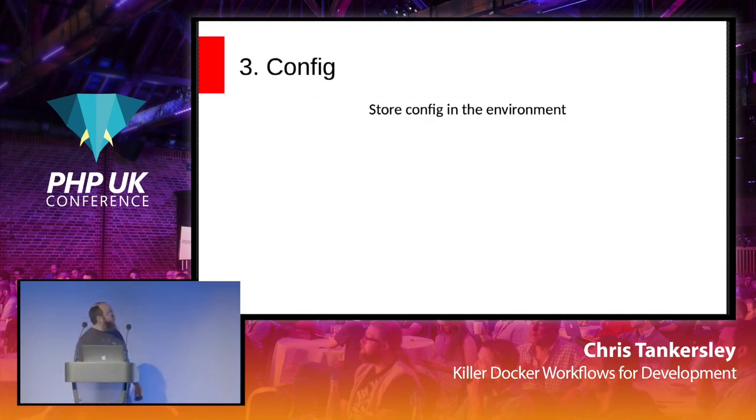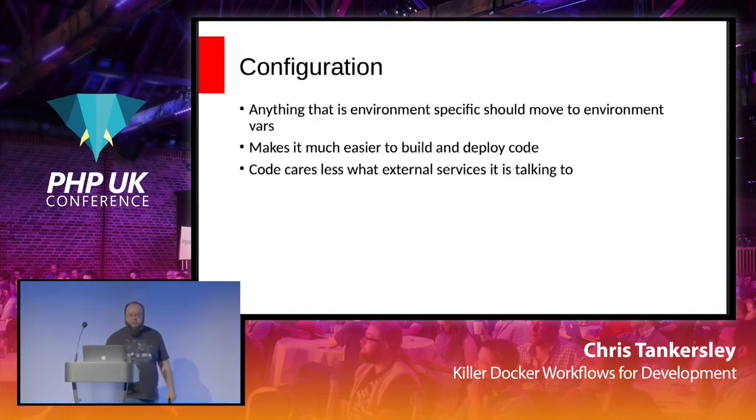For configuration, you're going to have to look at how you're going to split that up. But ultimately, you want to start storing your configuration files in the environment itself, not as files or .env files or whatever. You want to make sure that your application can just request whatever it needs from the system, and it will make life much easier to deploy. Anything that's environment specific should move to these configuration variables.